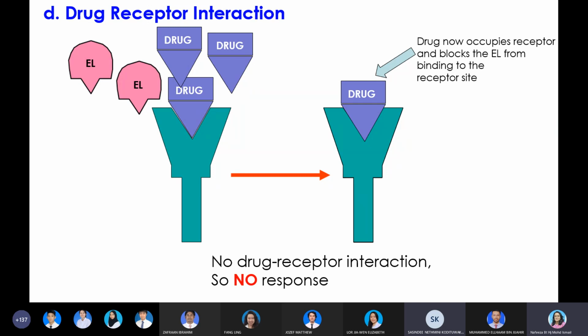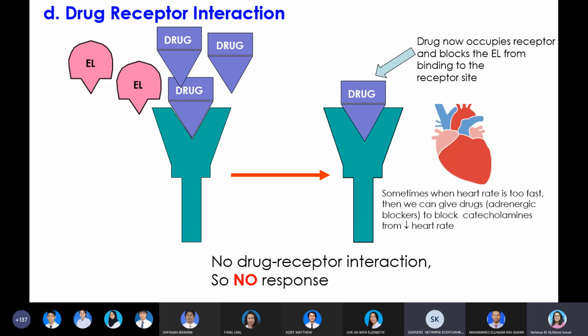Sometimes when the heart rate is too fast, just now remember we gave adrenaline. The body produces adrenaline and wants to increase the heart rate, so it gets too fast. Sometimes there's tachycardia, which is an increase in heart rate. Then we give drugs to block the actions of adrenaline like this. We want to block the actions of adrenaline so that the heart rate will drop. So no drug receptor interaction, so no response. This is an example of an antagonist.